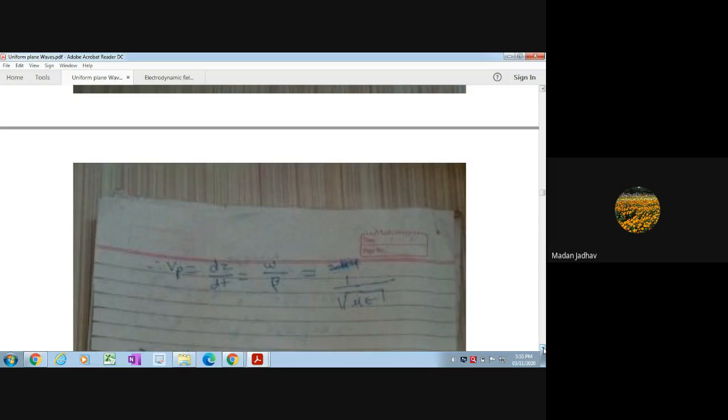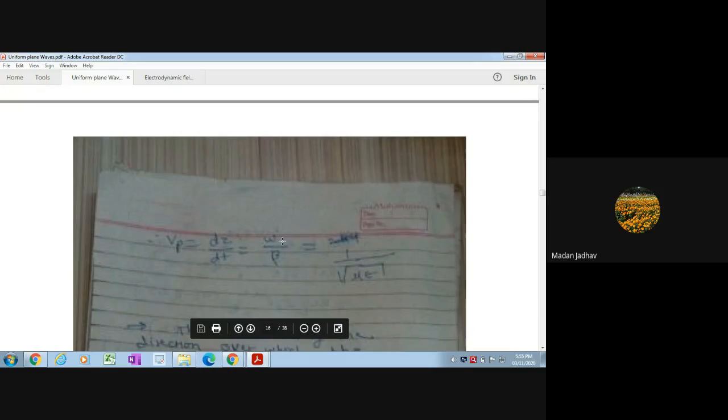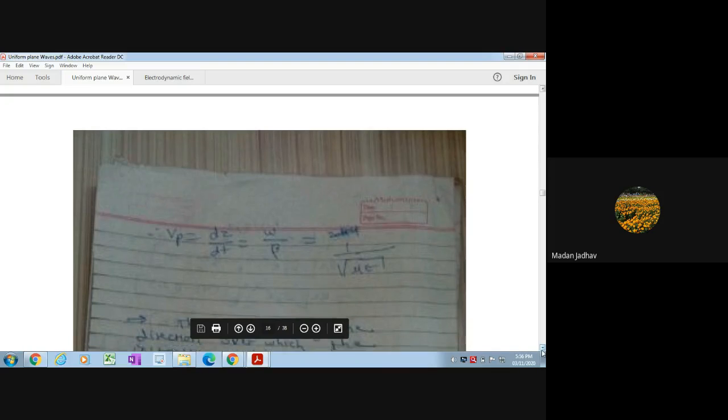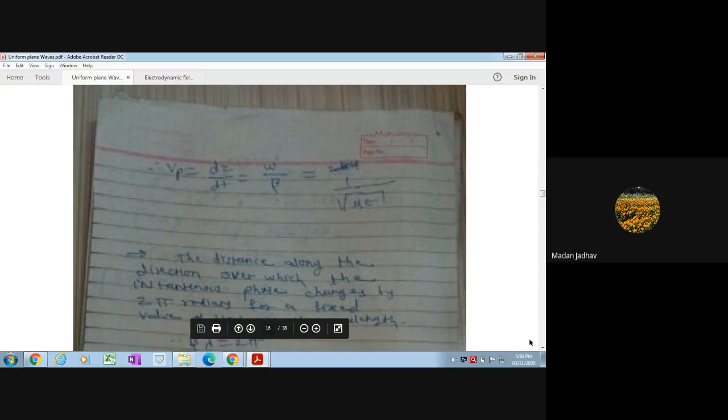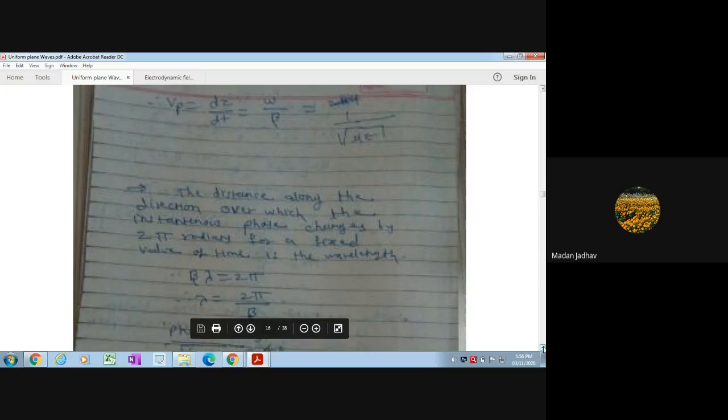Because omega is constant and beta is also constant, dz by dt you will get is omega divided by beta. Omega is equal to 2 pi f, you know that, and therefore the equation for the phase velocity will become 1 upon square root of mu into epsilon. Now beta is equal to 2 pi by lambda, and therefore the lambda and 2 pi get cancelled, and you get the phase velocity equal to 1 upon square root of mu into epsilon.